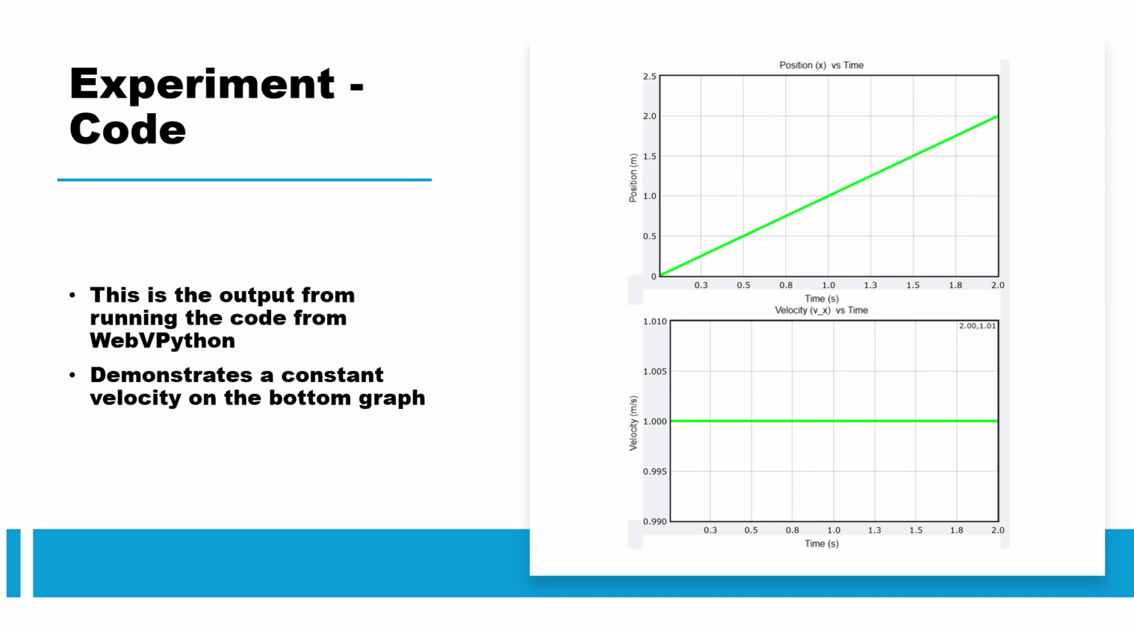Furthermore, these graphs on the right show the output from running the code in the previous slide. Specifically, the bottom right graph shows that the velocity is constant, meaning no net force, throughout the simulation.